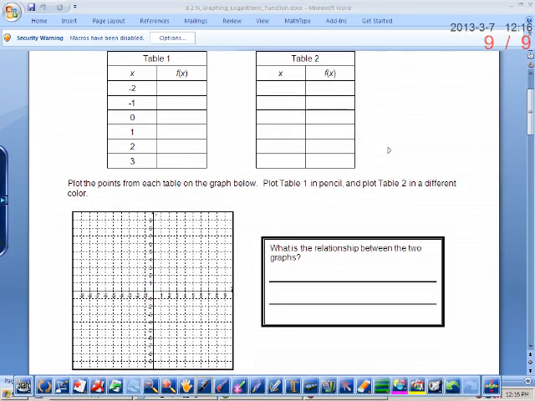So I want you to start in this first table by filling out the table of values and then plotting the parent function y equals 2 to the x. So it's exactly what we did yesterday. Go ahead and fill your table of values up and plot your graph. You should be able to do this table of values without looking up here.